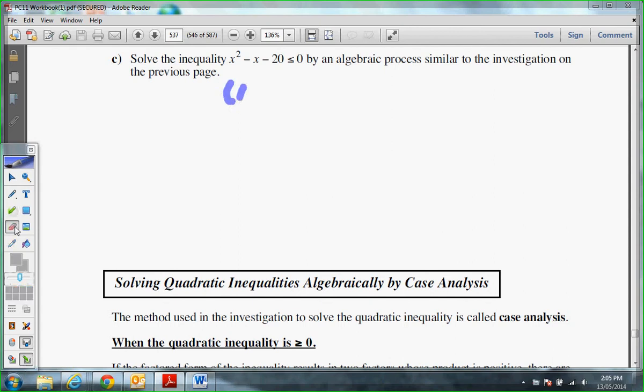Whoops, don't want a highlighter here. I want x minus 5. I want x plus 4. And it's less than or equal to 0.